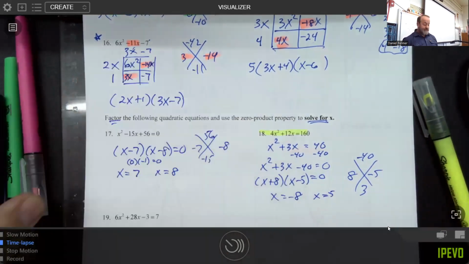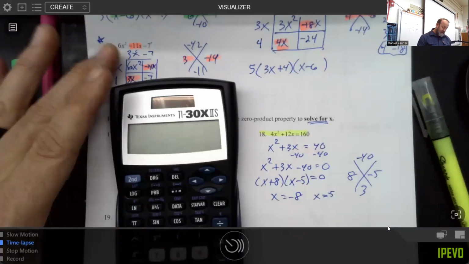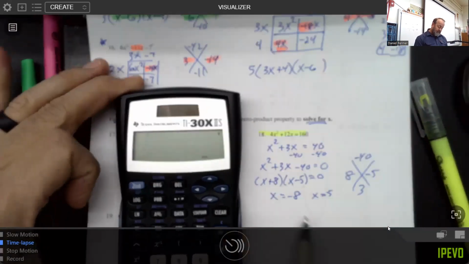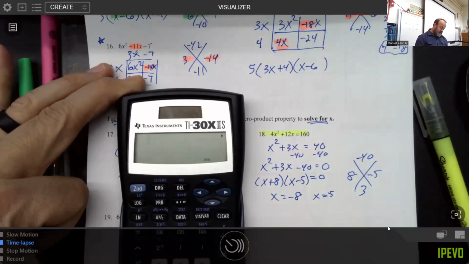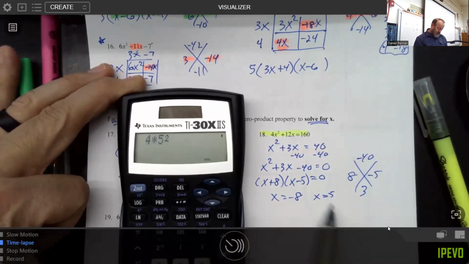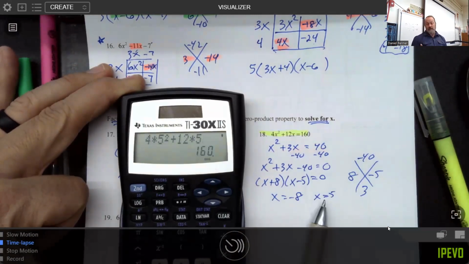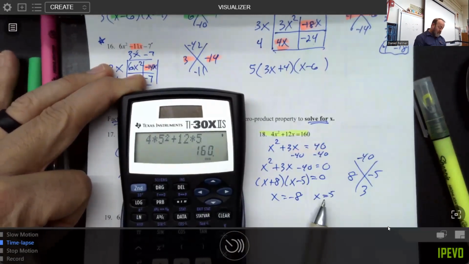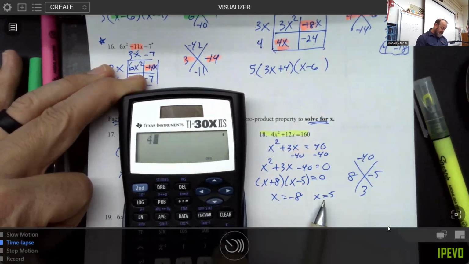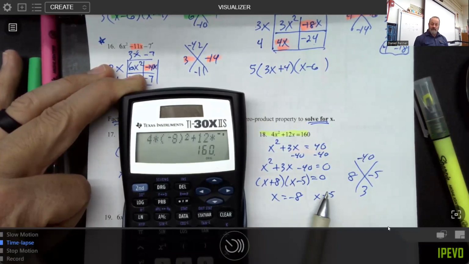Now, just for fun, we could come back in here to this problem and just check it out. If I plugged in, say, 5, what is 4 times 5 squared plus 12 times 5, because I said 5 should be an answer. Well, if I hit enter, this is supposed to be 160. And what do you know? That does confirm that I did that problem well. Or I could take 4 times -8 squared plus 12 times -8, and that should also give me the number 160, and it does.